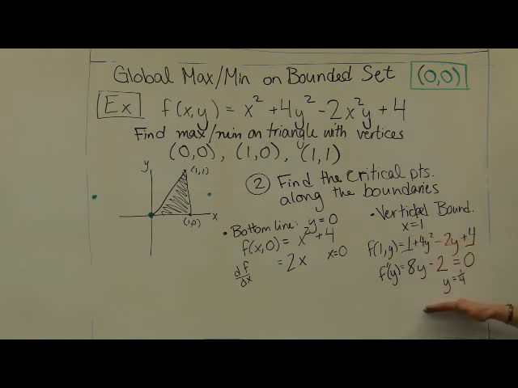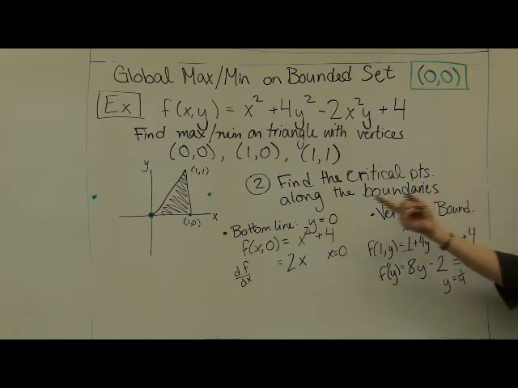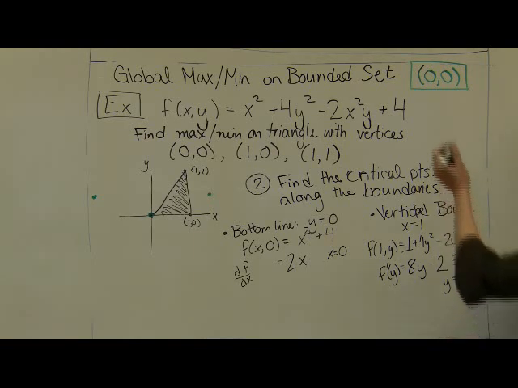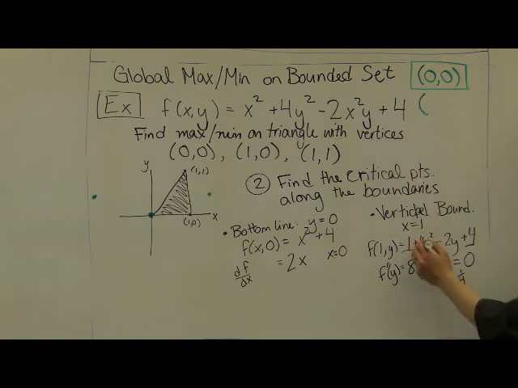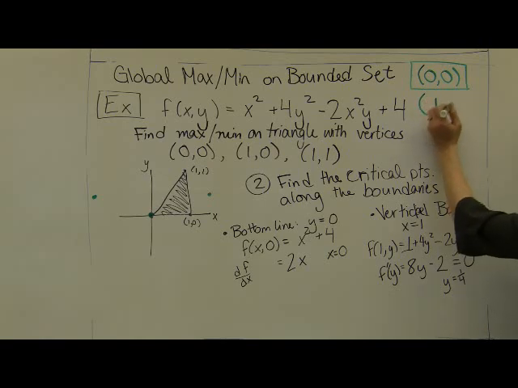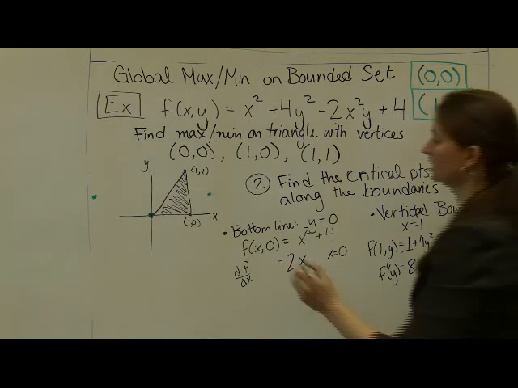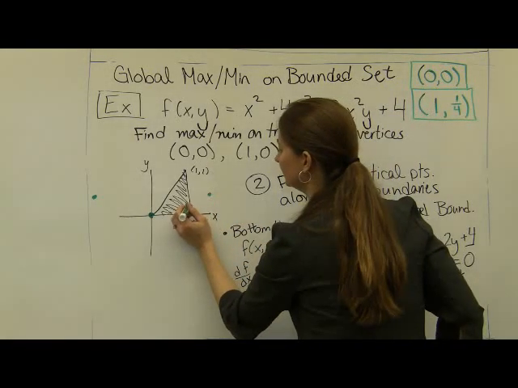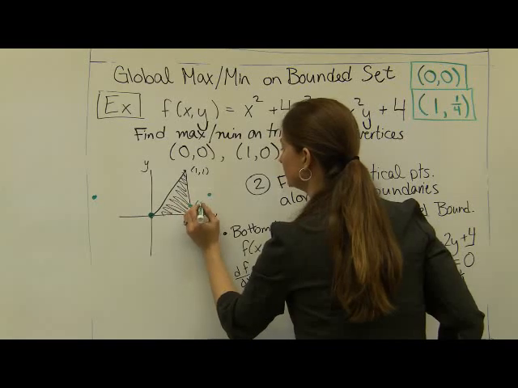So what does that mean here? That means when x is equal to 1 and y is equal to 1/4, that's a critical point along this boundary. So I'm going to list that on my list. We found a new point. It's the critical point when x is equal to 1 and y is equal to 1/4. So that's another potential max or min value that's a critical point along this boundary. And I'll label it right here in green. This is the point (1, 1/4).